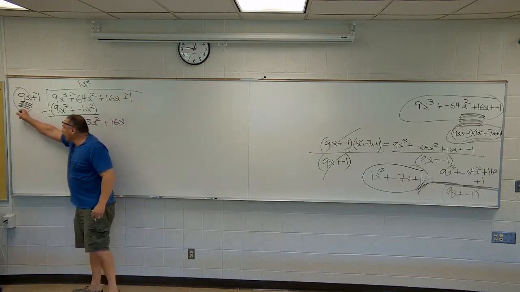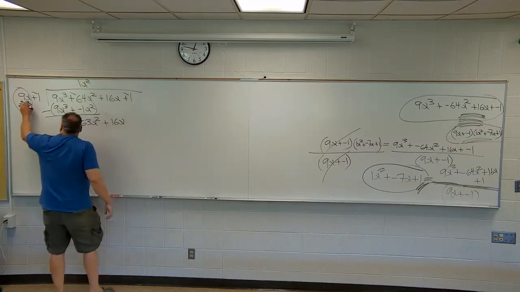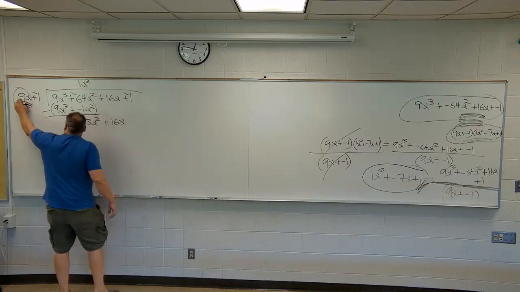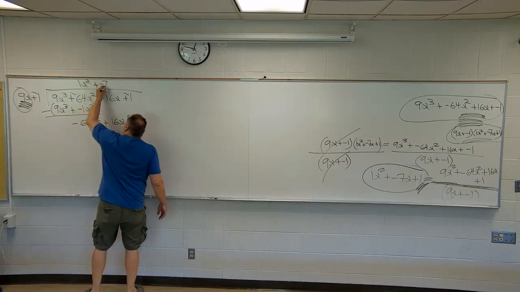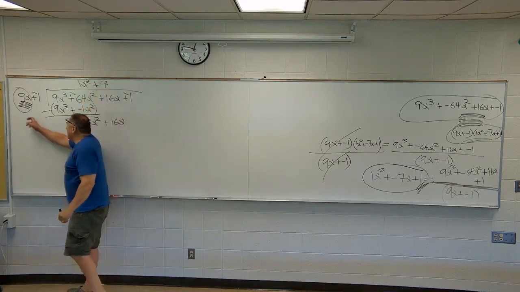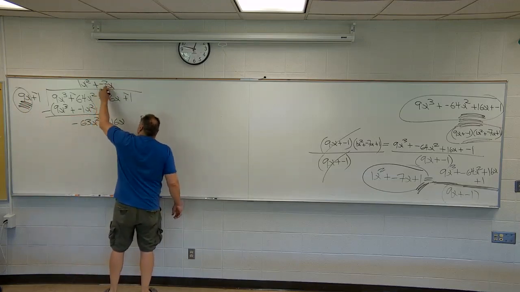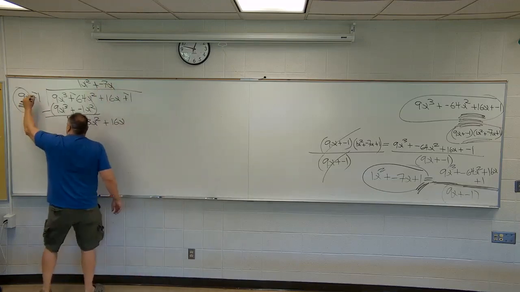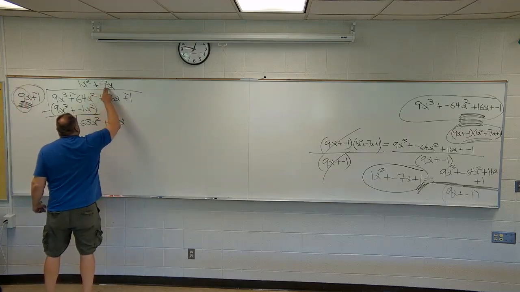Now take the lead term and get them into this lead term. Go big into big. Lead term into lead term. How many times does 9 go into negative 63? How about negative 7 times? How many times does x go into x squared? How about x times? Now take this negative 7x and multiply it by both of these guys. Get both in there.